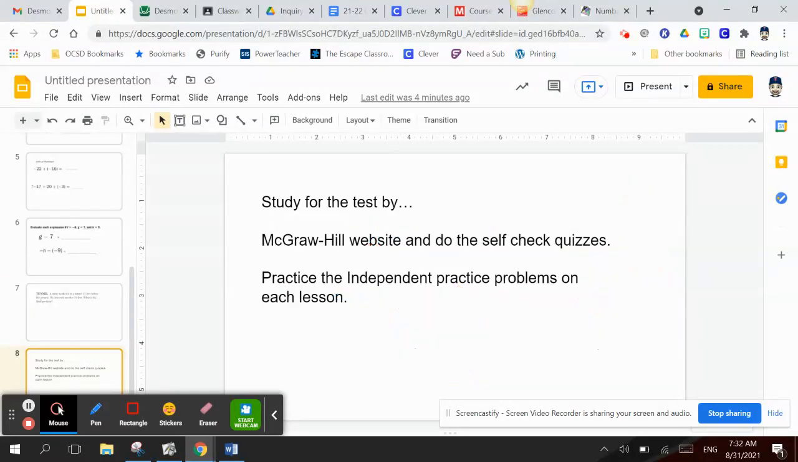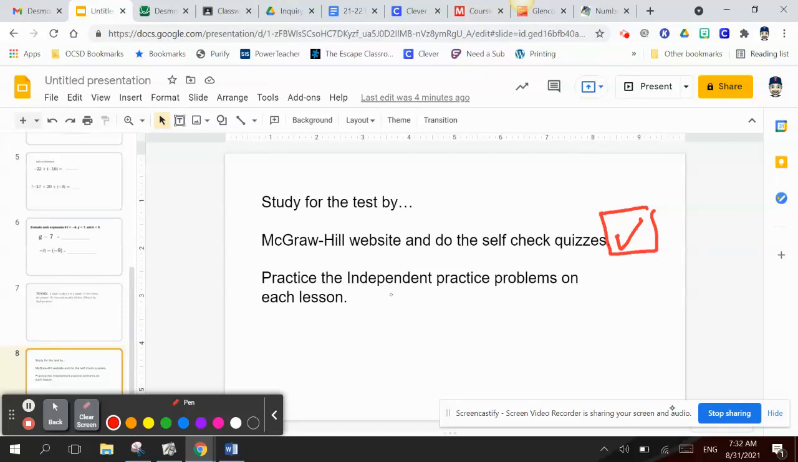Don't forget to help you study for this test, use this review. Also, you can use the review, any of your homework sheets that you've done, and your math journal to help you out. Make sure that you go to McGraw-Hill, and each lesson has a red self-check question box. There's 5 questions on each one of those. You'll want to practice those as well.